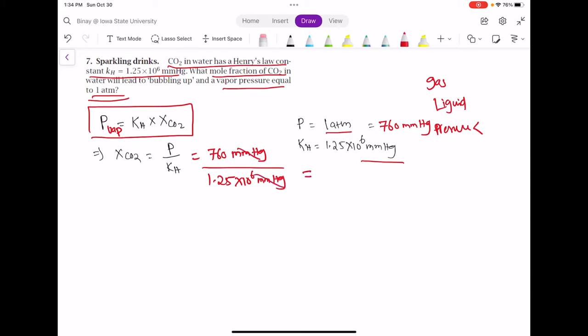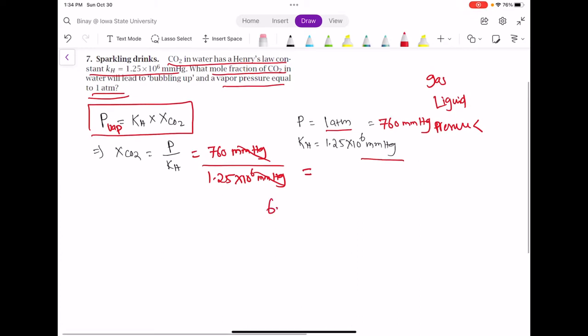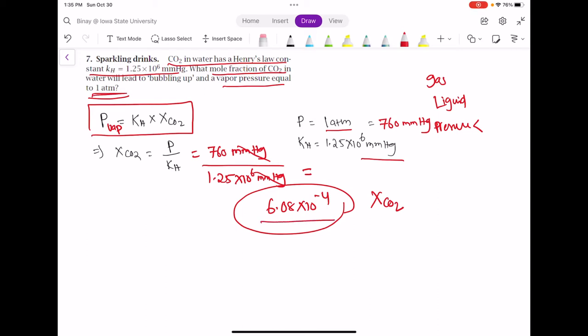If you calculate these two, the mmHg cancel, and putting it in a calculator, we roughly get the answer 6.08 x 10^-4. So the mole fraction of CO2 that got dissolved to create a vapor pressure of 1 atmosphere is roughly equal to 6.08 x 10^-4.